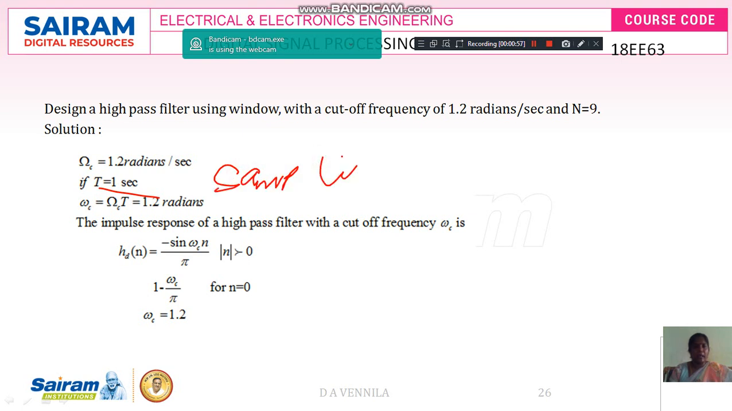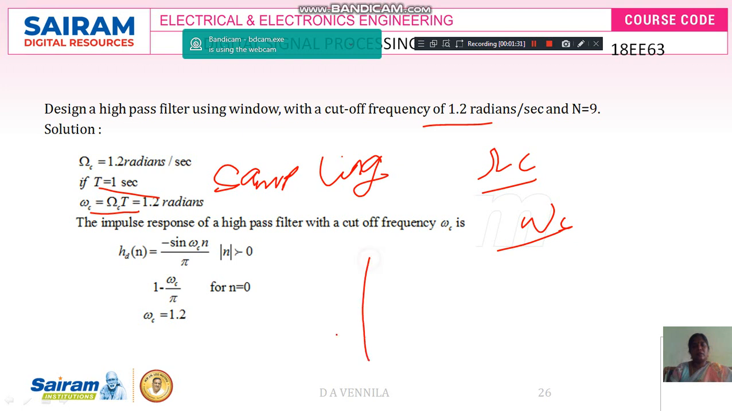And how to calculate the digital cutoff frequency? The given cutoff frequency is the analog cutoff frequency. You need to find the digital cutoff frequency. The digital cutoff frequency will be omega c into T. That is the formula. Generally they will give the analog cutoff frequency, and from that you need to find the digital cutoff frequency. Here capital T is the sampling period.